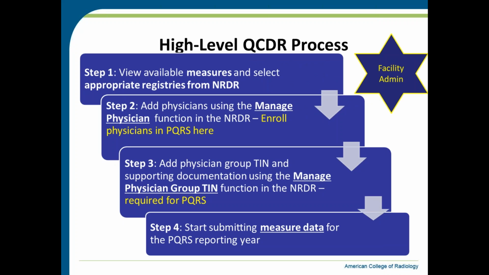So I think it's important that we look at the high-level QCDR process. Essentially, to make the most use of any of our registries, we do ask that you create an account with our NRDR registries. The first step would be to view all available measures and select the appropriate registries that match your practice pattern. We have 5 different data registries, or databases, that you can sign up for, and it's not required that you participate in all of them.